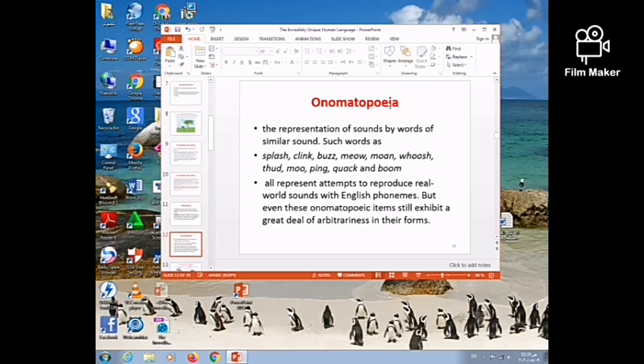Related to iconicity is the idea of onomatopoeia, which is a representation of sounds by words of similar sounds, such as splash, clink, buzz, meow, moan, whoosh, thud, moo, bing, quack, boom, etc., where we have sounds correlating with words. All represent attempts to reproduce real-world sounds with English phonemes. But even these onomatopoeic items still exhibit a great deal of arbitrariness in their own form.